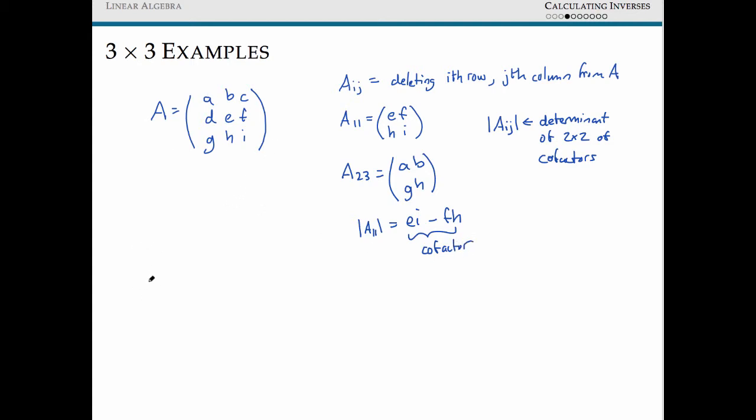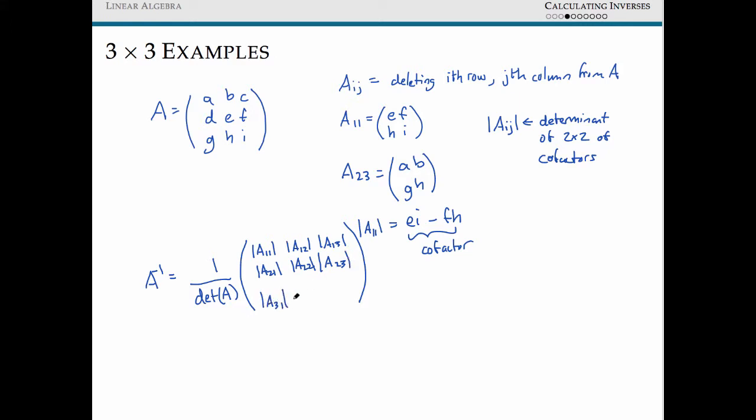And our formula for the inverse of A, making use of these, is A inverse is 1 divided by the determinant of my 3 by 3 matrix, which we'll see how to compute in just a second, times the matrix of all 9 of my possible cofactors. So there's my first row. Here's A22, A23, A31, A32, and A33.